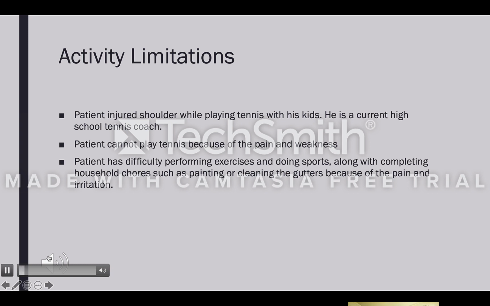When asking the patient questions about their health and their activity limitations, the patient said that they injured their shoulder while playing tennis with the kids. He is also a high school tennis coach and needs to be able to play tennis. He cannot play because of the pain and the weakness, especially when doing overhead movements. The patient also has difficulty performing exercises, doing sports, and completing household chores, such as painting or cleaning the gutters because of the pain and the irritation.